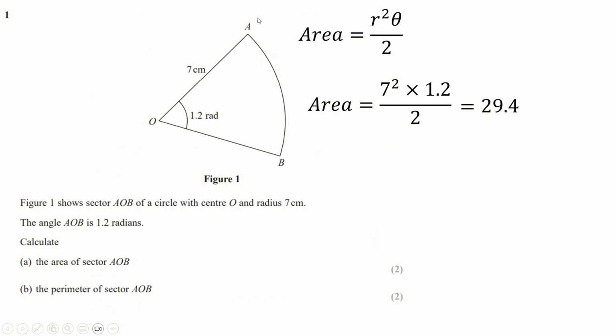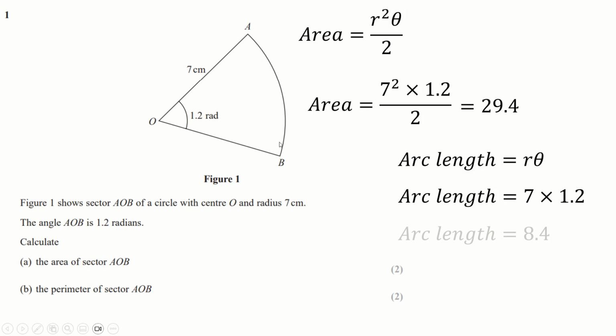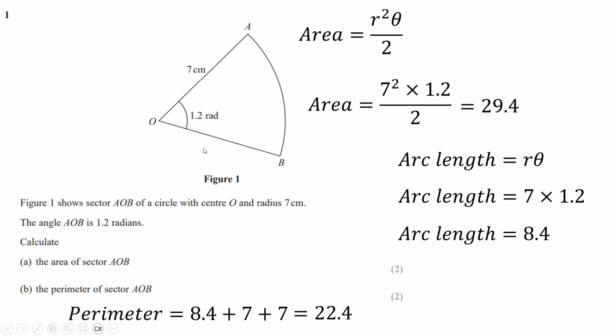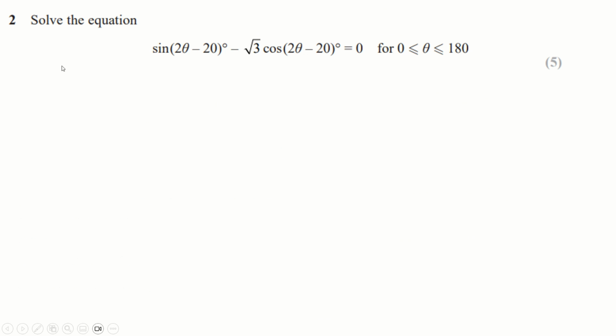The arc length of a sector in radians is simply r theta. So it's just going to be 7 times 1.2, which is this length here. Of course, the perimeter will just be adding 7, and we'll have a very easy warm-up question that we get done with. Next question, then, question 2.